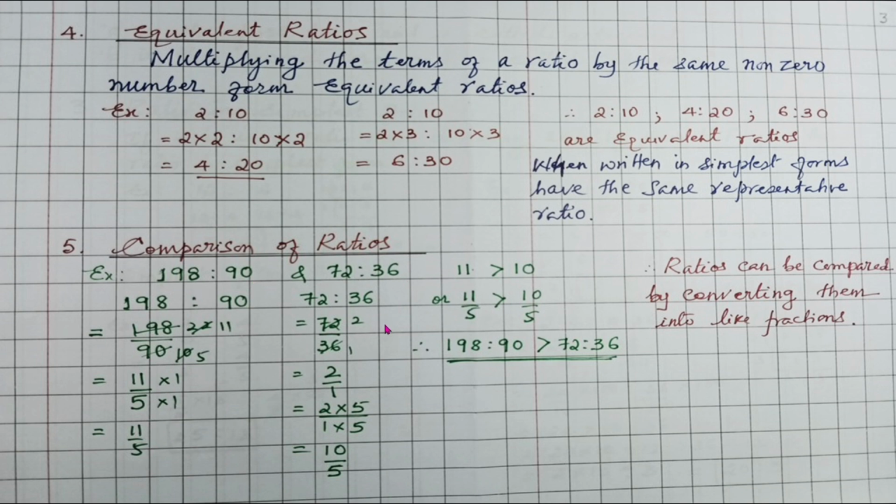Similarly, 72 is to 36 can be converted into a fraction, 72 by 36. Now simplify by dividing by the HCF, we get 10 by 5. So we have 11 by 5 and 10 by 5. Since the denominators are the same, compare the numerators, that is 11 is greater than 10, therefore 11 by 5 is greater than 10 by 5, and so 198 is to 90 is greater than 72 is to 36. Therefore remember, ratios can be compared by converting them into fractions and converting them into like fractions, and then comparing the numerators, which we have learnt in the comparison of fractions.